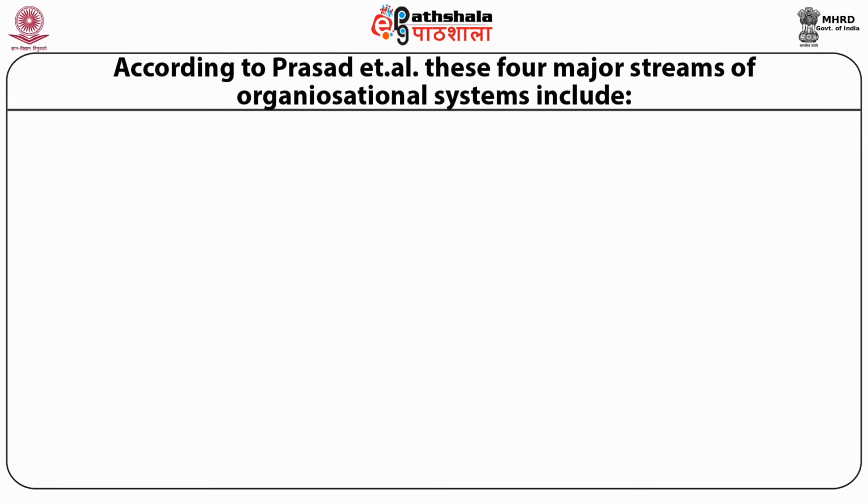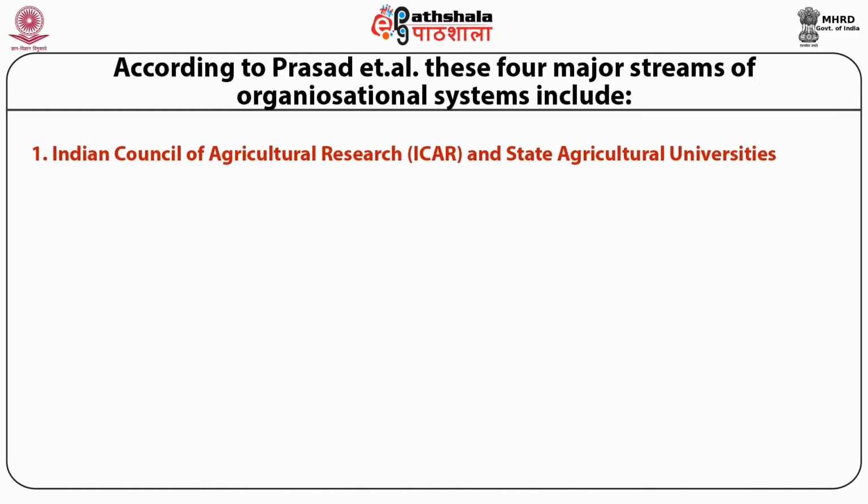As we have seen, there are four major organizational streams which are providing extension services, in which the first one is the Indian Council of Agricultural Research. ICAR is a nodal agency for coordinating agricultural research and extension activities at the national level. Over a period of time, it has built a huge nationwide agricultural research infrastructure.